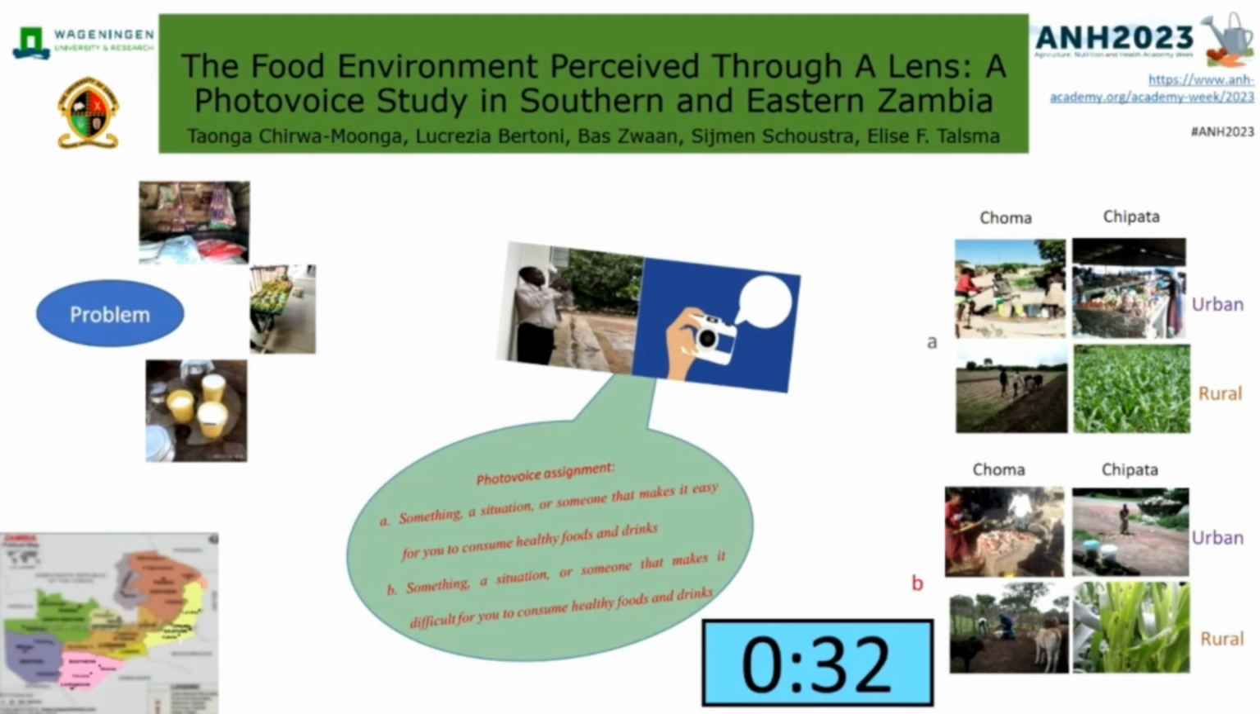So we went to 2 districts in eastern and southern Zambia, which differ in consumption of mabisi. And we used photo voice, which is a qualitative study where we asked participants to take pictures of their food environment. And we discussed these in one-on-one interviews and also in focus group discussions. So our main findings were that the 2 districts didn't differ much, except that mabisi was not highly consumed. It wasn't part of the food environment in eastern Zambia.